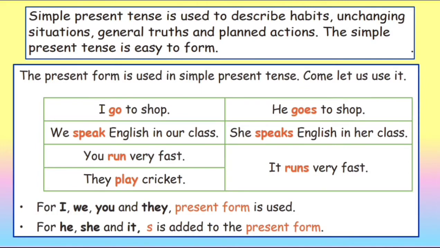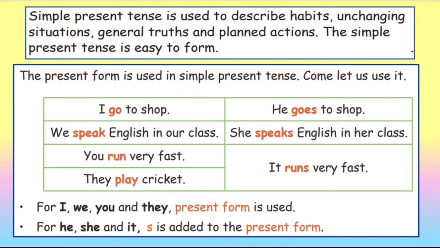Simple present tense is used to describe habits, unchanging situations, general truths and planned actions. The simple present tense is easy to form. Now what do you mean by habits? Like we wake up in the morning, we have a bath, you have your lunch. So this is a regular thing that you do. Then unchanging situations is that, for example, I'm a teacher. So I teach in a school. I read out stories to the children. I teach the children drawing. So it's an unchanging situation.